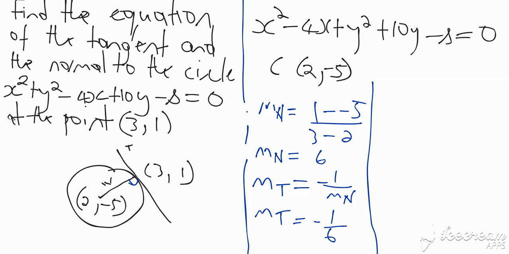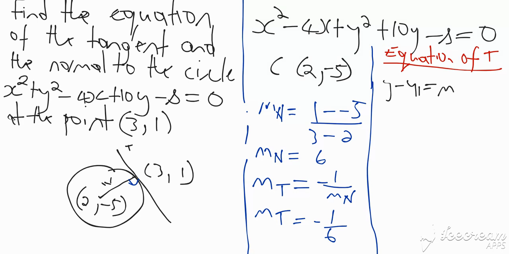Once we have the gradient, we can simply just go right ahead and determine the equations. Let us start with the equation of a tangent. Now, as we said, the tangent only passes through (3, 1), so that's the only point we can use. So we can say y minus y1 equals mt into x minus x1. So I'm going to have y minus 1 equals negative 1 over 6 into x minus 3.